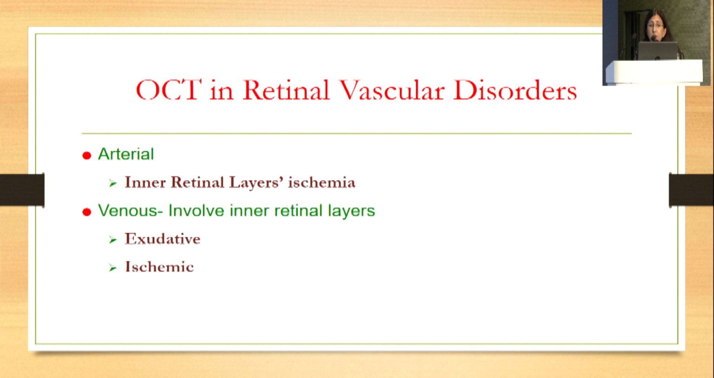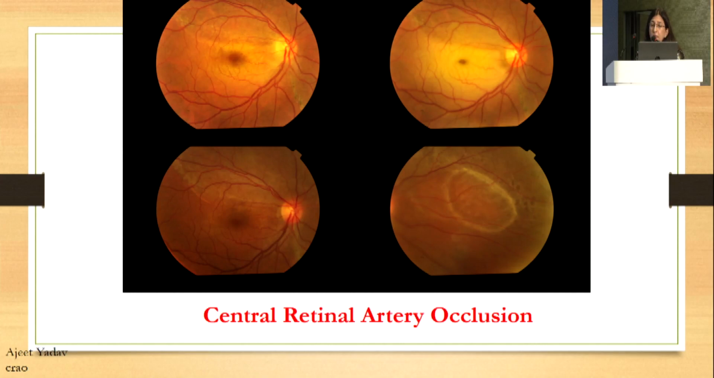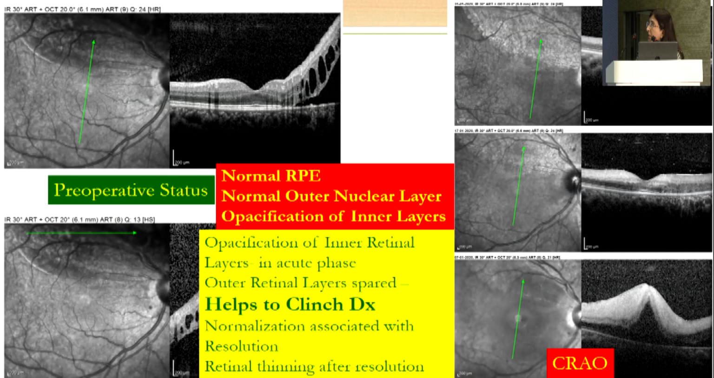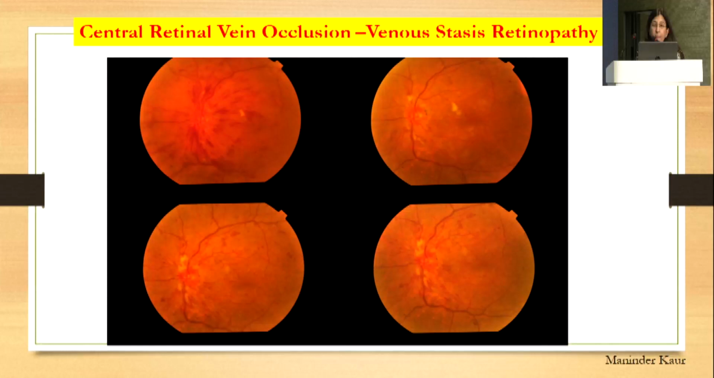Now coming to OCT in retinal vascular disorders, arterial occlusion and venous occlusion. In CRAO, this is again a very specific pathognomonic sign, complete opacification of the inner retinal layers, not the outer retinal layers, only the inner retinal layers. And this will resolve as the condition resolves.